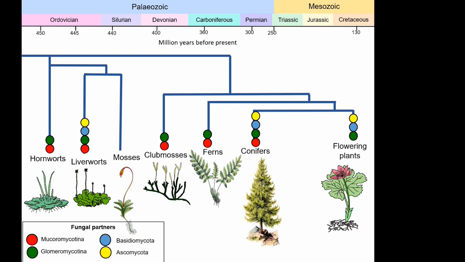So we now know that this Mucoromycotina symbiosis occurs across nearly all land plants. In fact, we also have evidence for it occurring in angiosperms as well. So it's a widespread, globally important symbiosis. But what we don't know is what does it do in vascular plants?